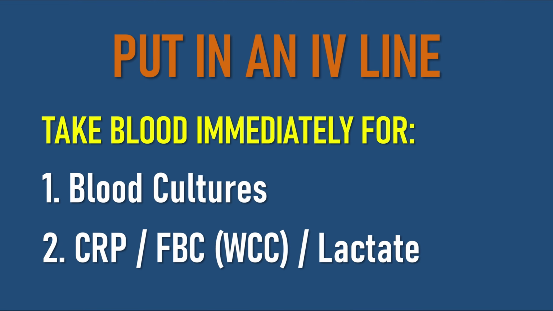Step 1. As soon as you see a patient that you suspect has sepsis, you need to put in an IV line immediately, and from that line take blood cultures to send to the lab and a blood sample for inflammatory response, that's a CRP or a procalcitonin, a full blood count, particularly the white cell count, and a plasma lactate. A lactate of more than 2 is always concerning.